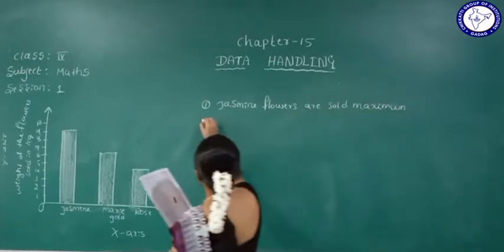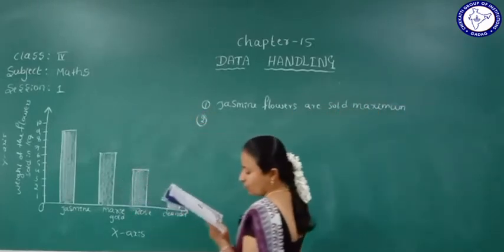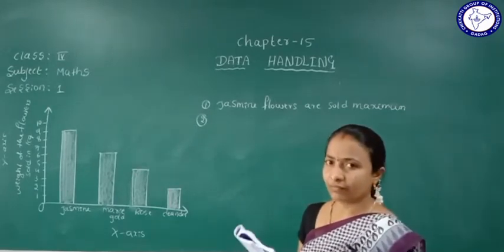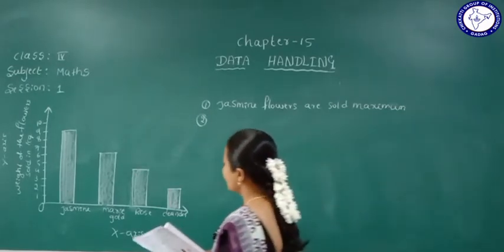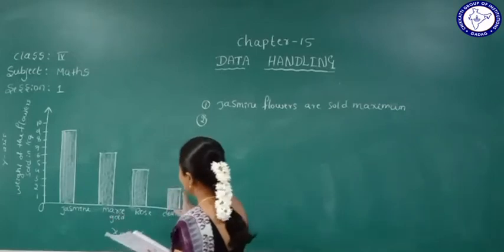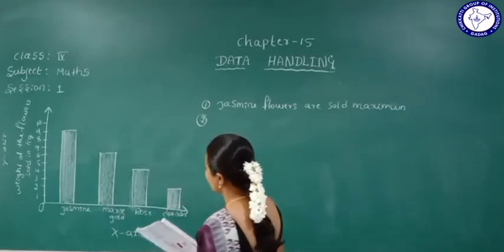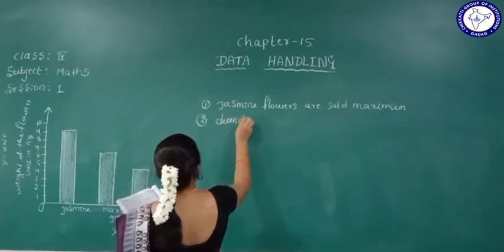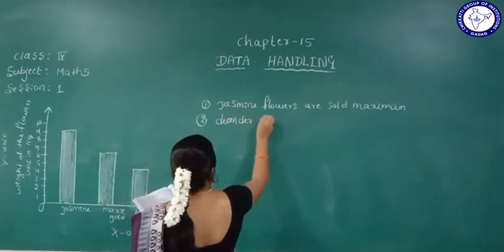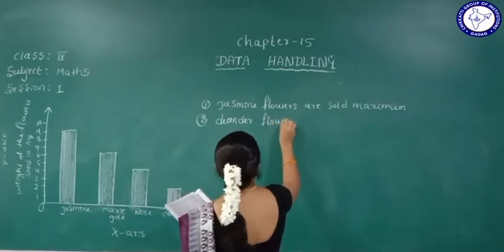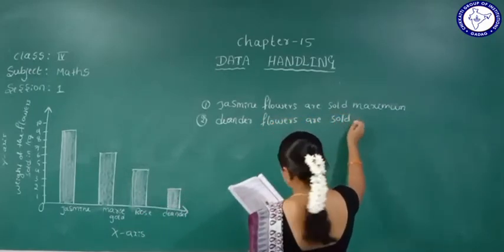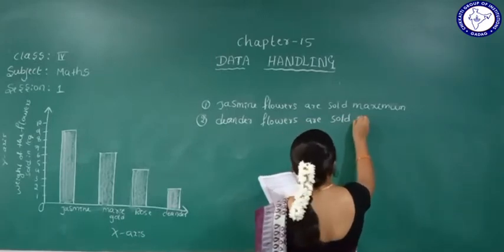Second question, that is what? Which flowers are sold minimum, less in number of flowers in kg? So this is less in number. Yes, these dender flowers are sold minimum.